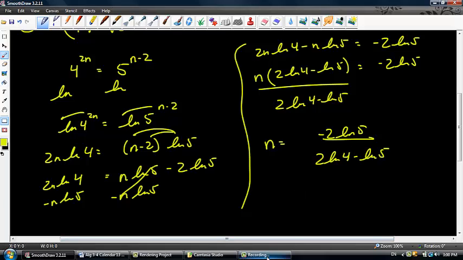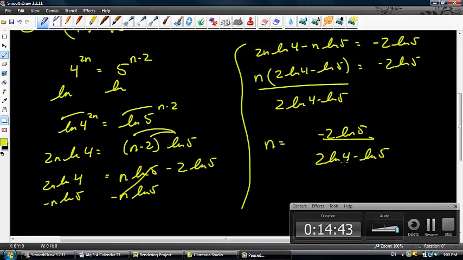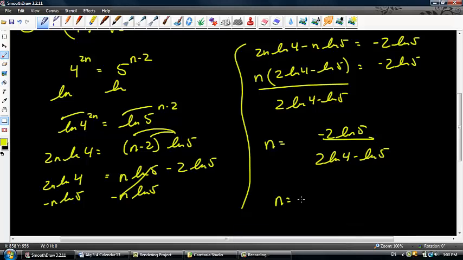Let me pause real quick and figure out what the computations of that are. And it turns out that n is equal to approximately negative 2.767. All right, let's take a look at some change of base formula next.